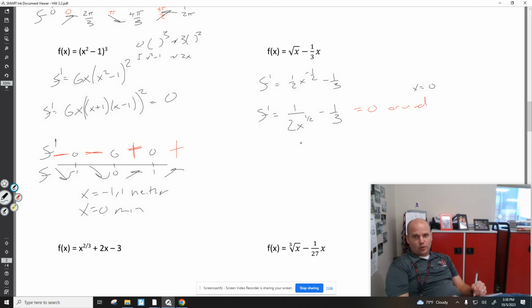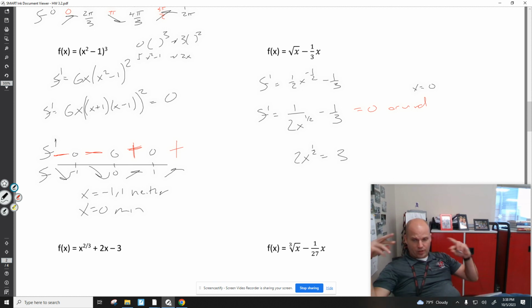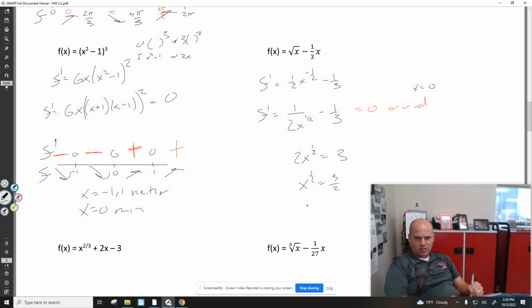Add 1/3, flip both sides, you get 2x to the 1/2 equals a 3 after you add 1/3 and then flip both sides. Try it, it works. X to the 1/2 equals 3/2. X equals 9/4. Okay. So I square both sides. I get x equals 9/4.